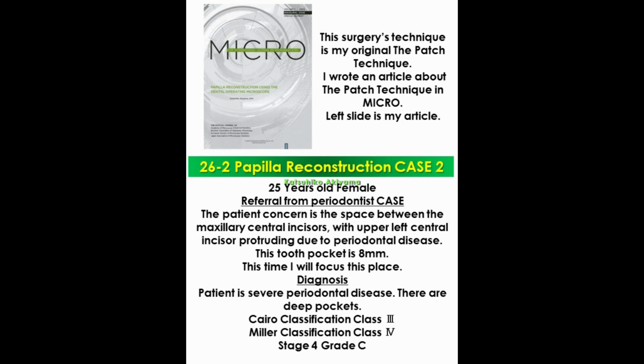26 to 2, papilla reconstruction case. A 25-year-old female, referral from a periodontist. The patient's concern is the space between the maxillary central incisors, with the upper left central incisor protruding due to periodontal disease. This tooth's pocket is 8 mm. This time I will focus on this place.